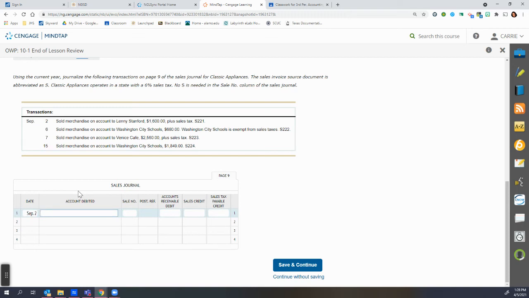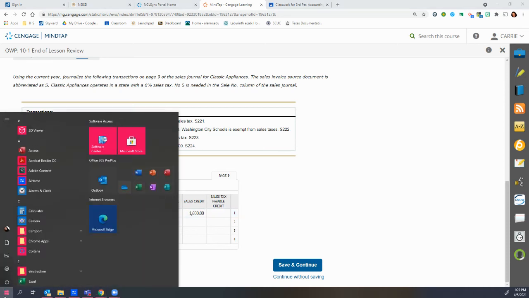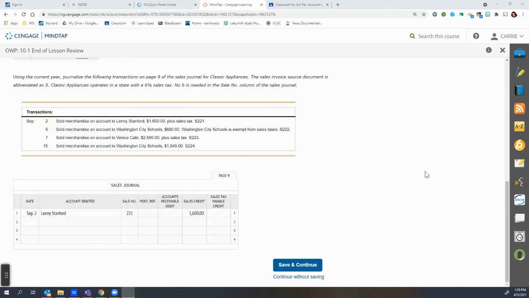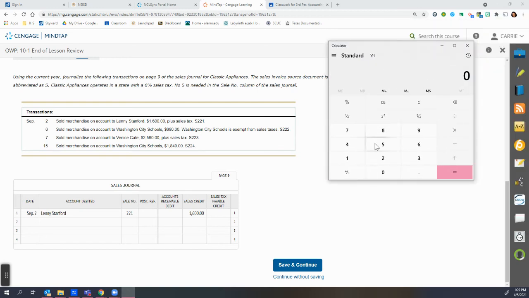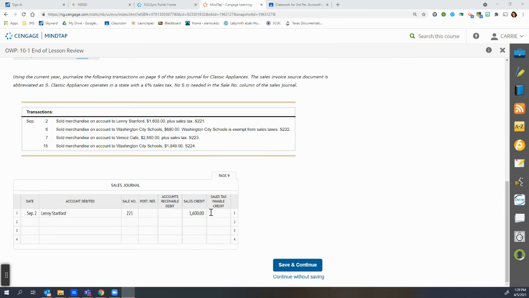We sold merchandise on account to Lenny Stanford for $1,600. So Lenny Stanford, sales number is 221. Our sales credit is $1,600, and then we have to figure out the sales tax. So it's $1,600 times 6%. So I'm going to pull up the calculator, see if I can move it over there. So it's $1,600 times 0.06, or you can do 6 and hit the percent sign. So that's $96. So $96 goes in sales tax, and then the total is $1,696.00.